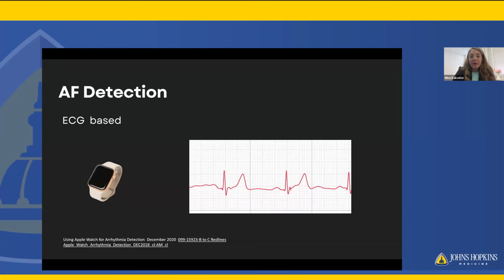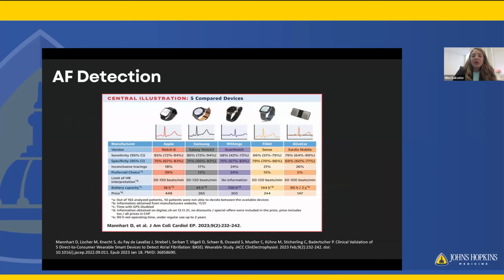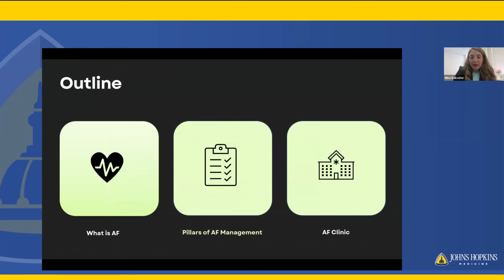The diagnosis of AFib can also be made by the tracings obtained by wearable technology. As you can see, there's a comparison of different types of watches and devices. I will point your attention to these inconclusive tracings. A lot of times the tracing is not good enough to interpret the signal because of the noise. And it's not always that when it tells you it's AFib, it's truly AFib, or when it tells you it's sinus rhythm. So there is definitely value in examining the tracings by the clinician.